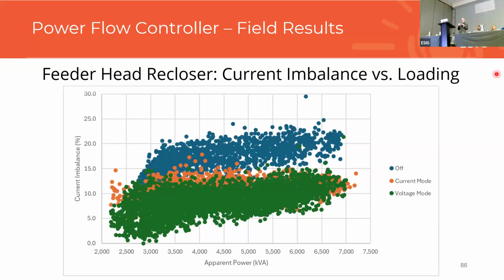Similar story with the feeder head recloser current imbalance versus loading. Off, you have high imbalance, and then when you turned it on, both the current and voltage performed pretty similarly. It looks like voltage outperformed it a little bit, and that's what the snapshots showed as well. So it's essentially what we expected. And it dropped it around 10 to 11%, I think, which is also what the snapshots tended to show.